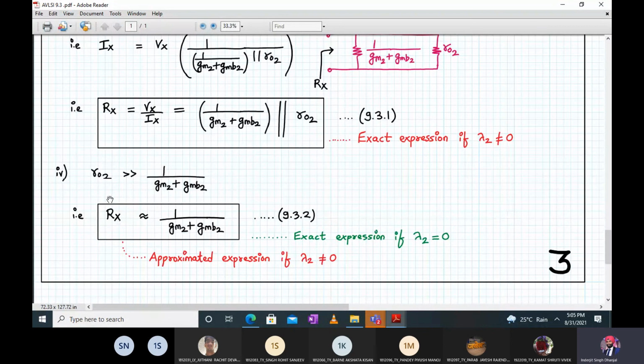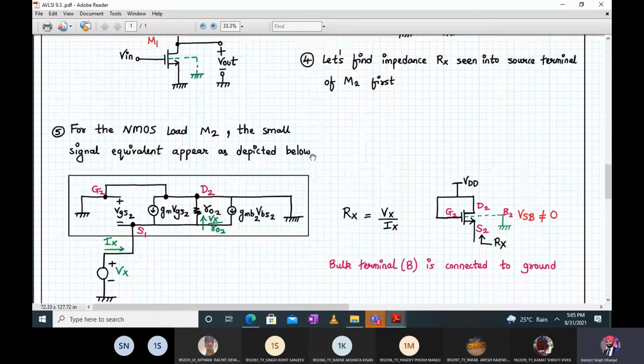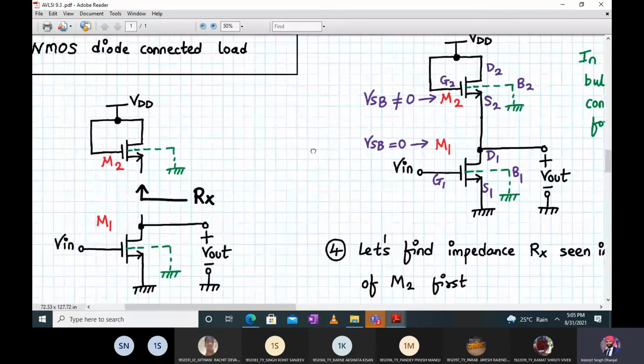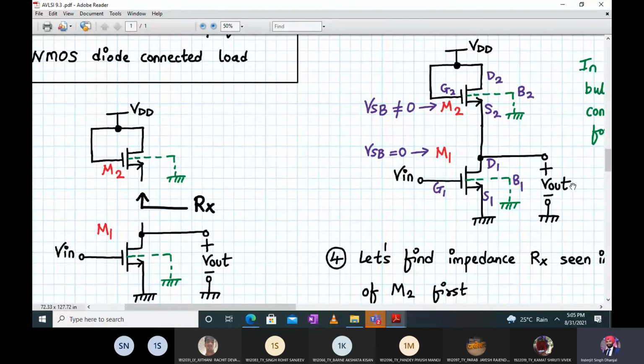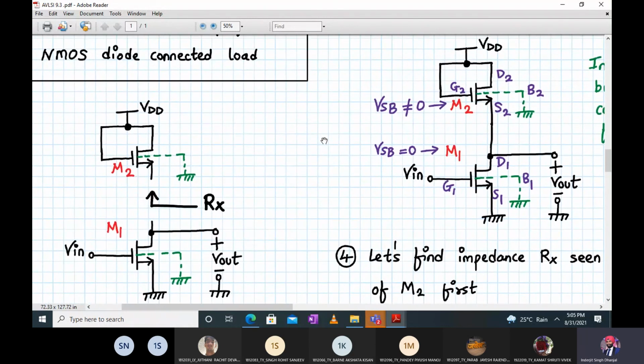So what we have done so far is calculate the value of RX. We'll stop today. We are trying to derive the expression for the small signal voltage gain, that is Vout upon Vin, and here we have split these two separately and found the expression of RX. In the next class, we will continue this derivation further. Any doubt, anyone, in this?